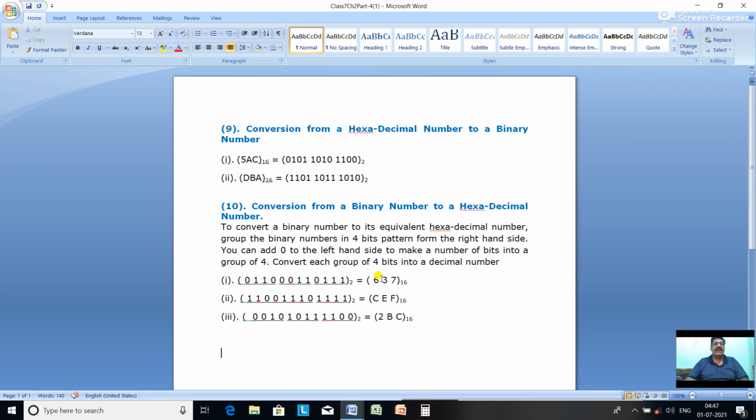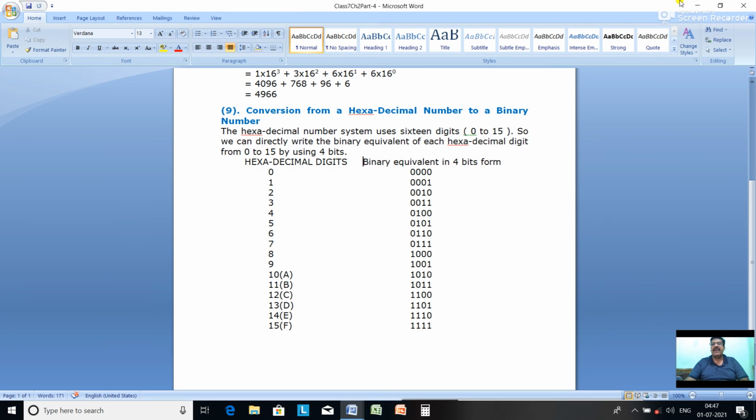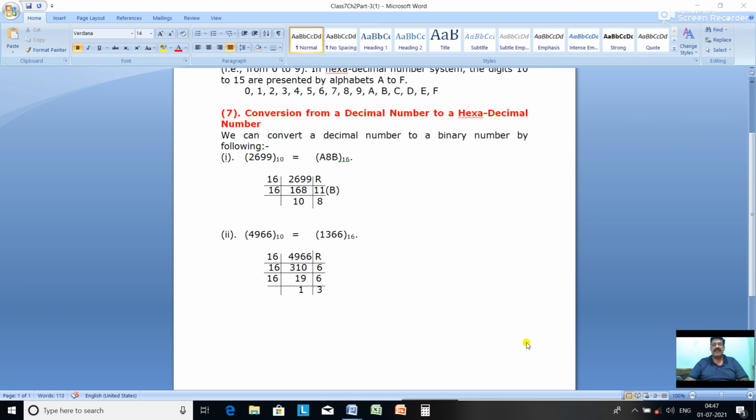So we completed all the conversions of chapter 2, that is the number system. Write all these examples and practice.